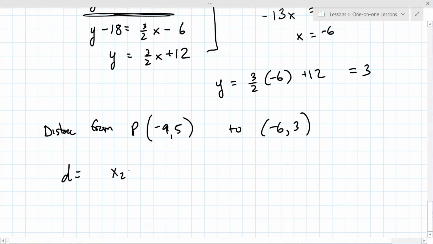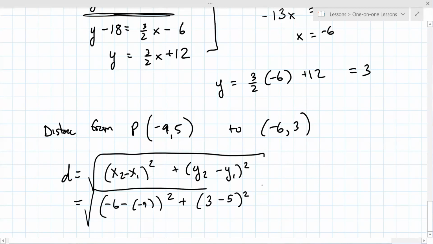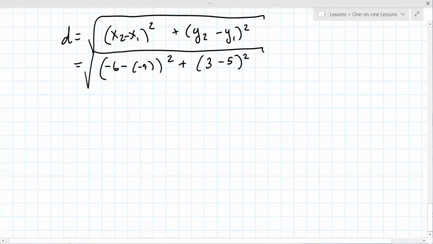So that's x2 minus x1 squared plus y2 minus y1 squared, square rooted. x2 is minus 6, so minus 6 minus a minus 9 squared plus 3 minus 5 squared, square rooted. Okay, so this negative in here becomes positive, so this is like 3 squared. This is like negative 2 squared, so this becomes 9 plus 4 square rooted, becomes the square root of 13.